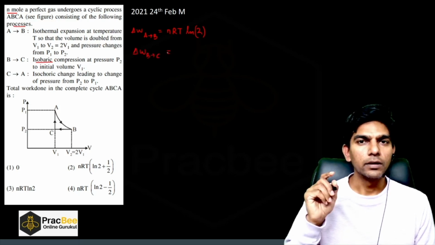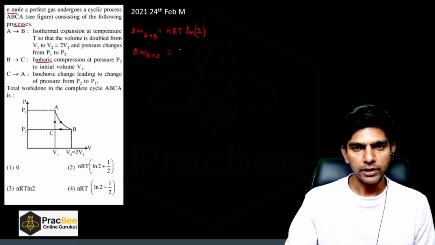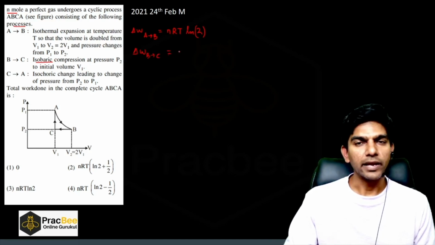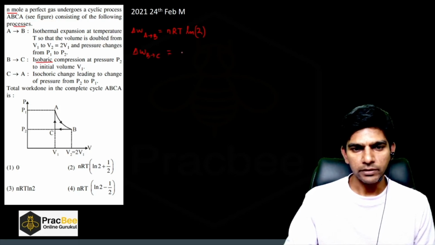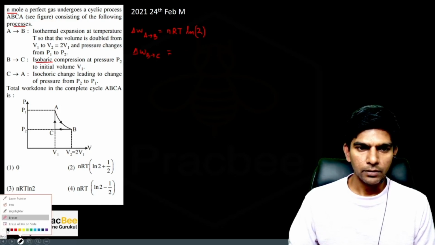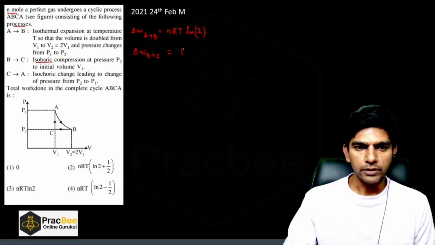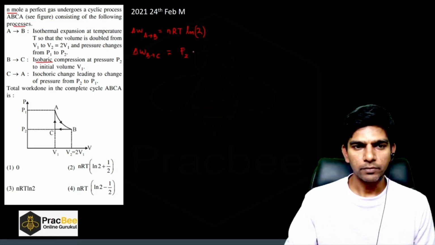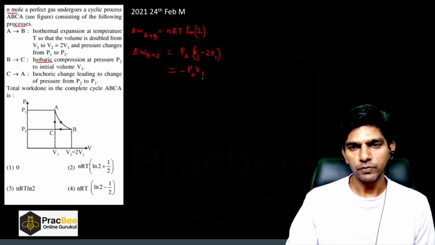So in an isobaric process, work done will be given by P delta V or nR delta T, right? I can write this as P delta V, right? Pressure at B is, let us say, P2 and P2, and the final volume is V1 and the initial volume is 2V1. So this is nothing but minus P2 V1.